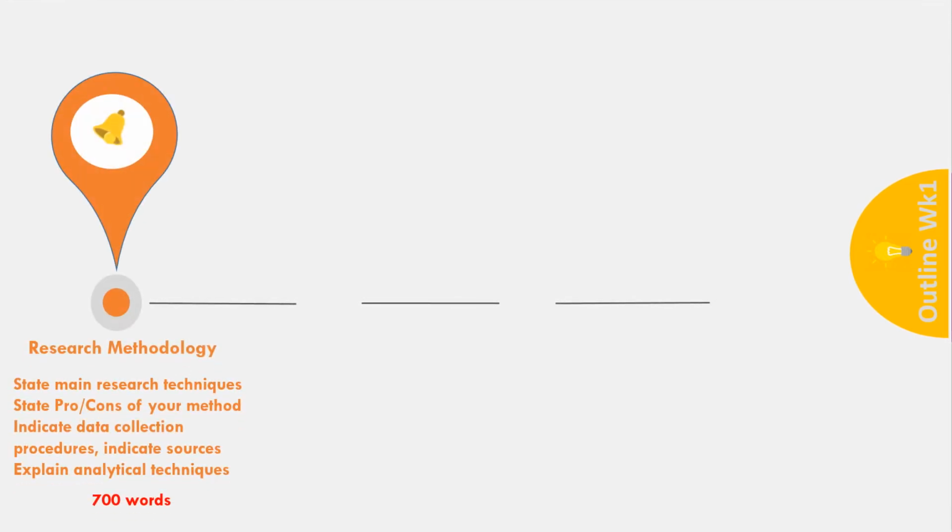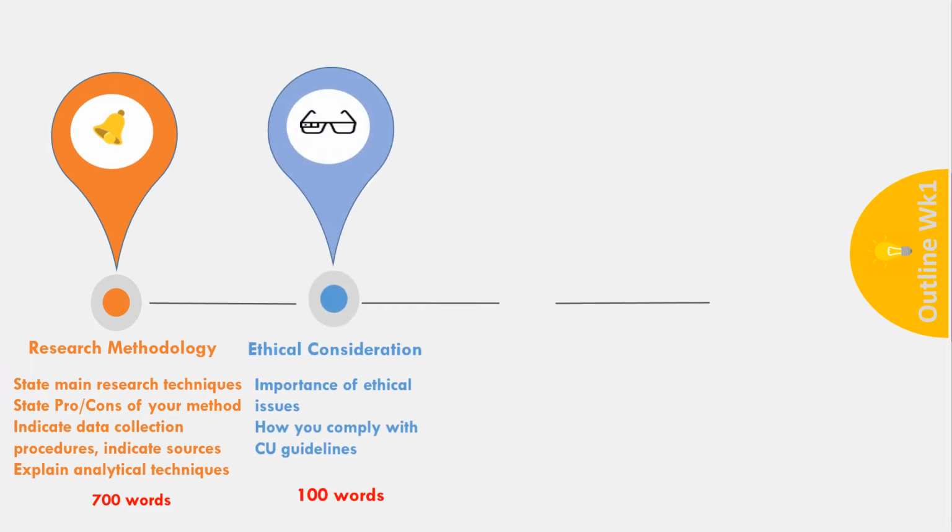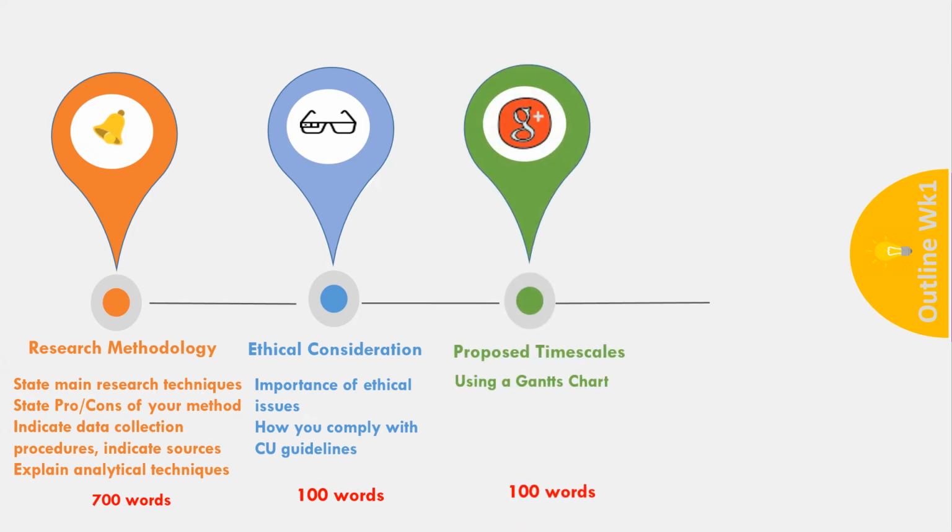After your literature review, your research methodology. Here you need to state the main research techniques, state the pros and cons of your method, indicate the data collection procedures, indicate sources, and explain your analytical techniques that you're going to be using. Approximately 700 words. This should be followed by your ethical considerations of approximately 100 words, stating the importance of ethical issues. Followed by your proposed timescales, including a Gantt chart, approximately 100 words.